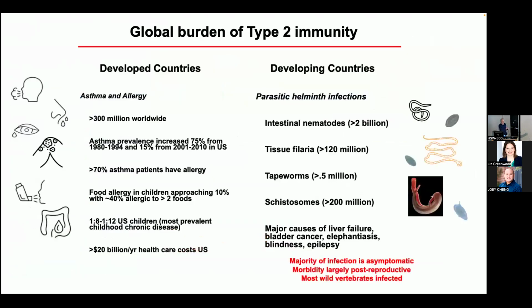Now, what's important about this biology is thinking about the disease it causes, which is quite different in developed and developing countries, and was the focus of something that was advanced as the hygiene hypothesis by David Strachan in 1989. And what was evident was that in developed countries, more and more people were developing asthma and allergy, huge increases in prevalence from the late 60s to 2000. Most of those patients had allergy.